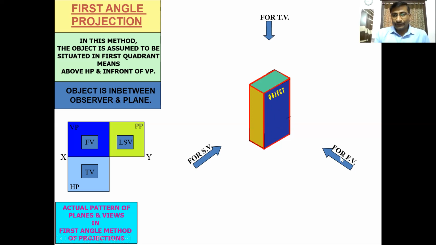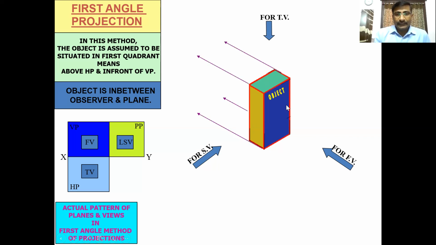Clear? When we look at this object from this side, the blue surface is visible. When looking at this object from the top side, for our top view, the green surface is visible, and the remaining surfaces coincide with this. And for the side view, we view this object from this side, so the yellow surface is visible, not the other two surfaces. Clear? So like this, you have to draw the three views for this object.